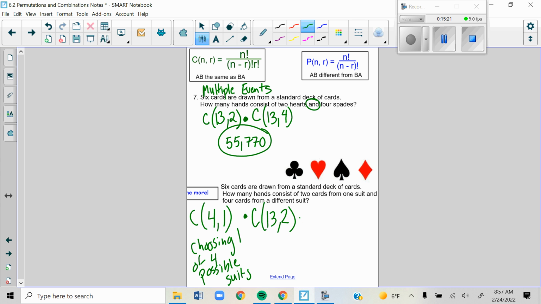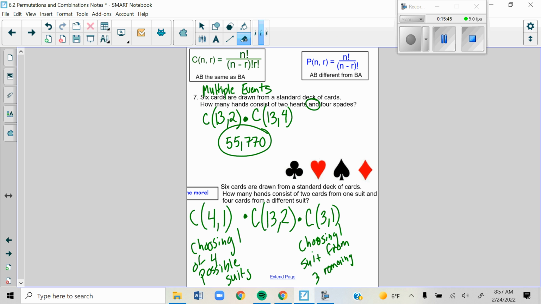Okay, then we are picking a different suit. Now, we only have 3 suits left because we've already chosen one. So choosing one suit from 3 remaining. Remain. There we go. And then out of that suit, we have 13 cards in that suit, and we're choosing 4 from there.